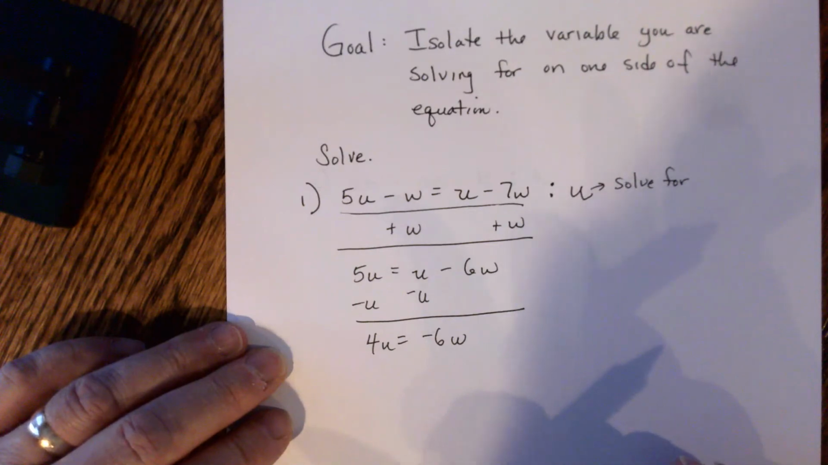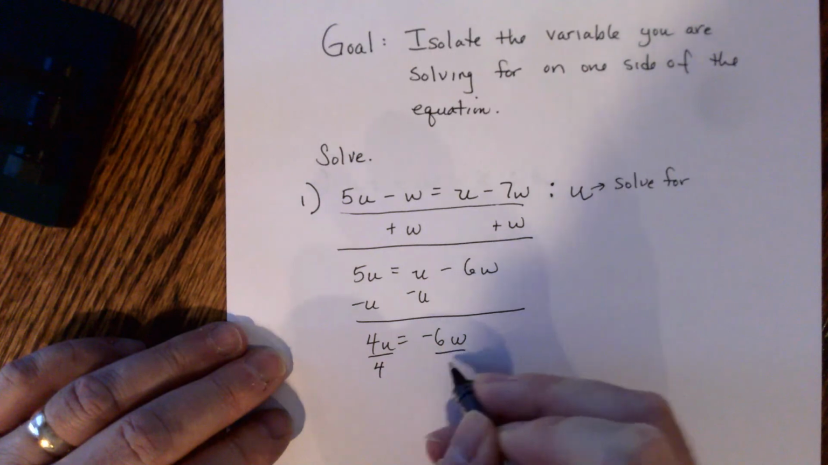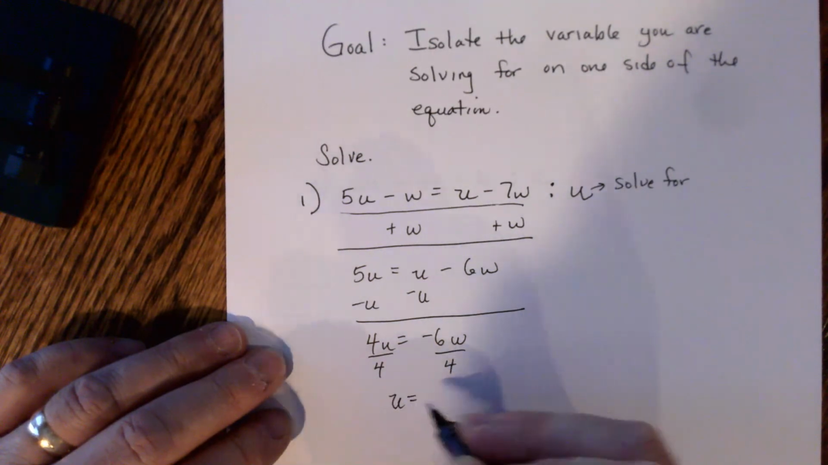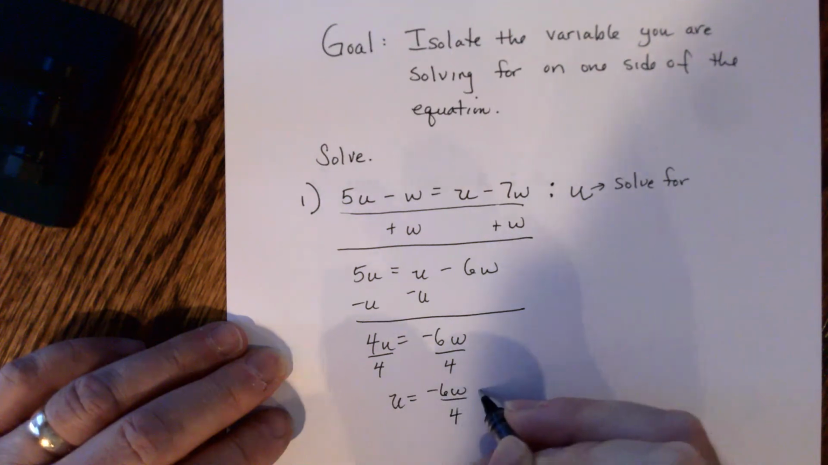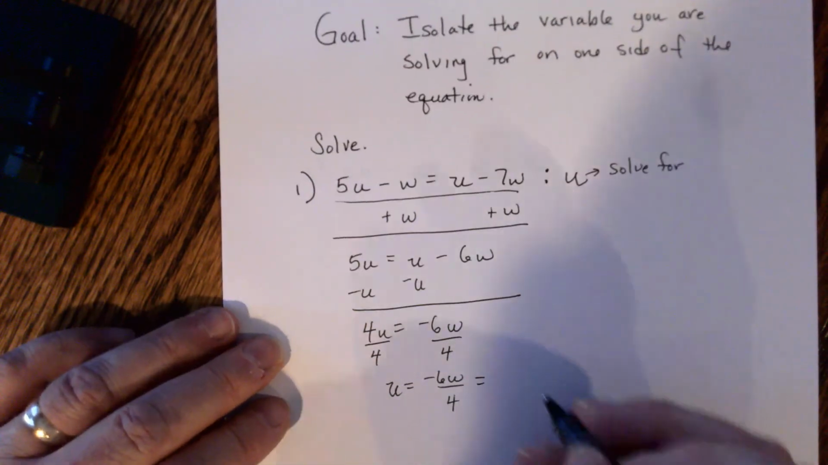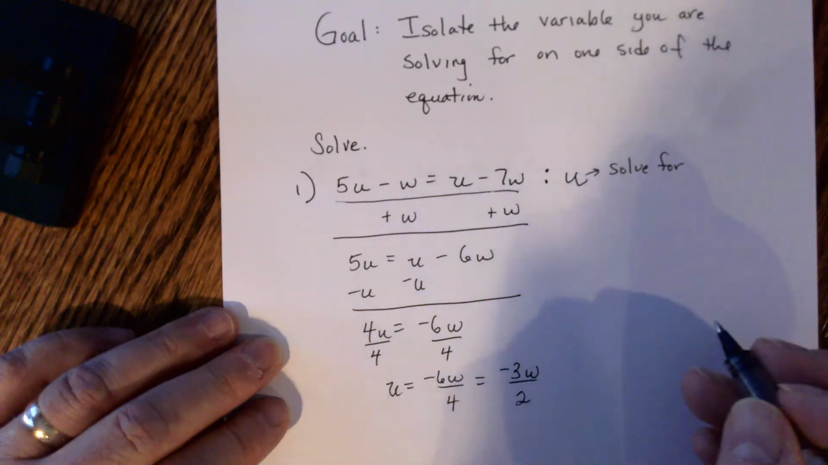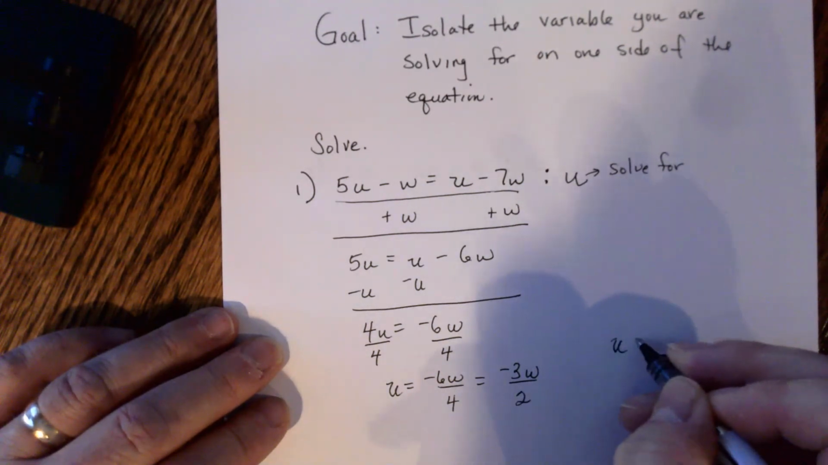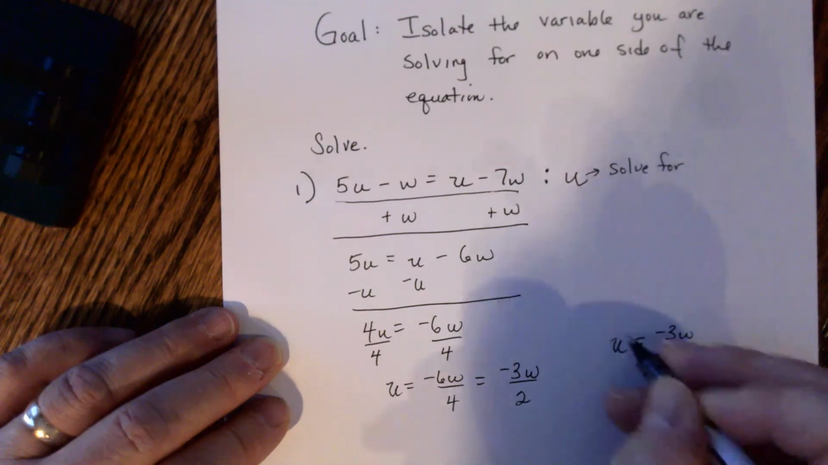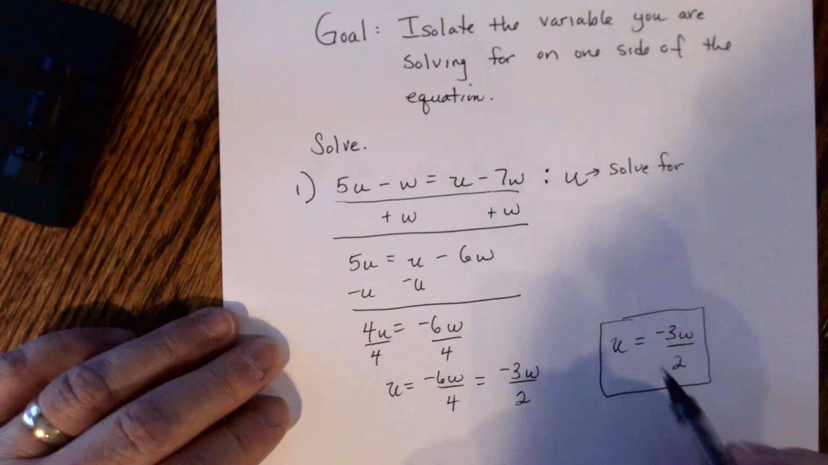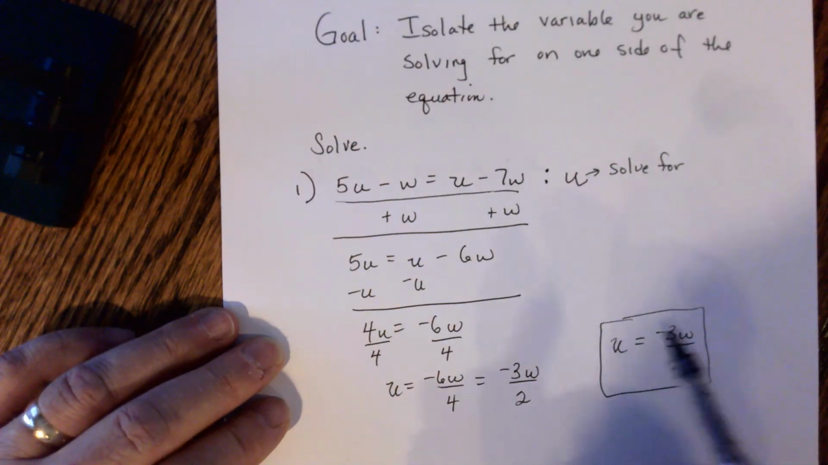Now I still don't have u all by itself. I need to divide by 4. And I get u equals negative 6w over 4. But we should always simplify, so that would be negative 3w over 2. So therefore my solution would be negative 3w over 2. So what I was able to do was to solve my equation for u in terms of w. That's the way that you would define this.